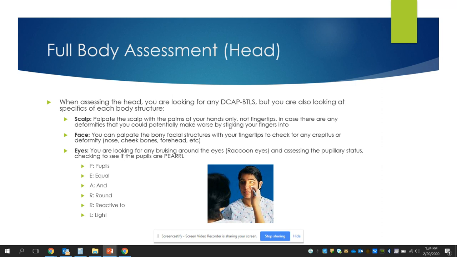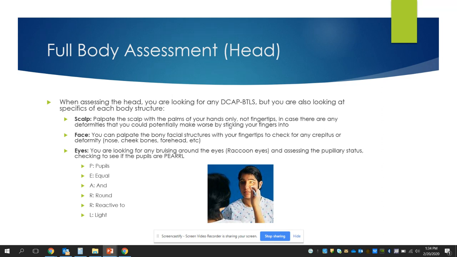Now, when you're coming down to the face, you are going to use your fingertips here as you palpate across the bony portions of the face, and you're feeling for any crepitus or that bone-on-bone feeling. You're also going to be looking at the eyes to see if there's any bruising around the eyes. We call that raccoon eyes. And you're going to be checking the pupillary status.